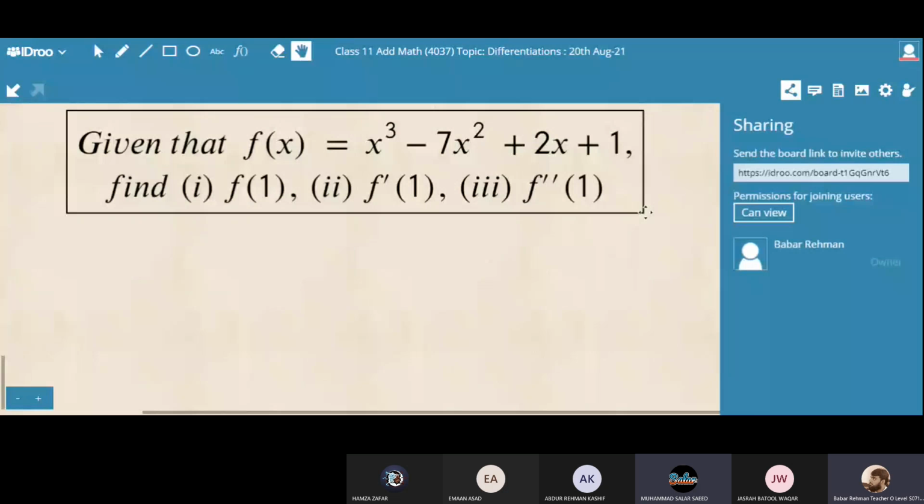Very good. Now, student, I'm giving you 2 to 3 minutes. This is your classwork. Find 3 answers and then share with me. Okay.